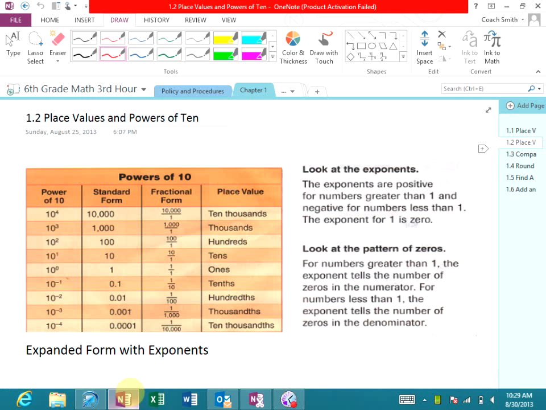All right, 1.2, place values and powers of 10. You do not need to copy down that table. That table is in your book. What page is it on, Joshua? Page 6. Okay? Now, page 6, there you have that table. Don't copy it down. I've just put it into the notes so I don't have to keep referring to it.